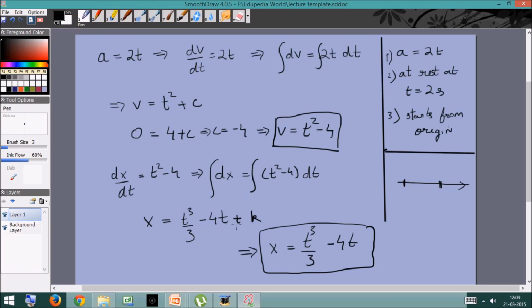Notice that if we were simply given x is equal to t cube by 3 minus 4t, we would have been able to calculate the velocity and acceleration without any other initial conditions needed. But every time we integrate, we get a constant of integration, and we need an extra condition to be able to find out that constant of integration. So when the acceleration is given, we will need to be given other initial conditions as well.